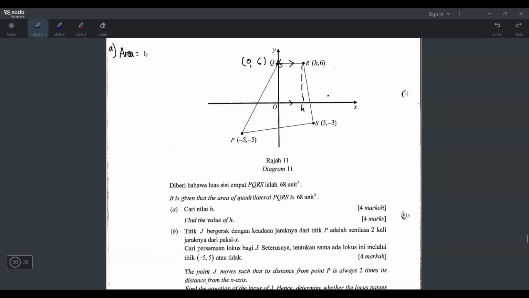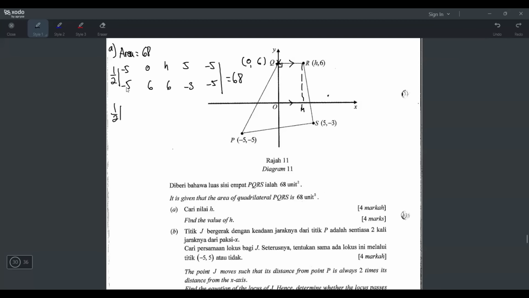So since the area given is 68, I can use the formula 1 over 2 modulus, and we have to put all the coordinates in the modulus. So let's put point P, -5, followed by point Q, 0, 6, followed by point R, h, 6, followed by point S, 5, -3. And then before you close the modulus, you have to repeat the first one, -5, and then close the modulus equals 68, right? So this is the formula to find area.